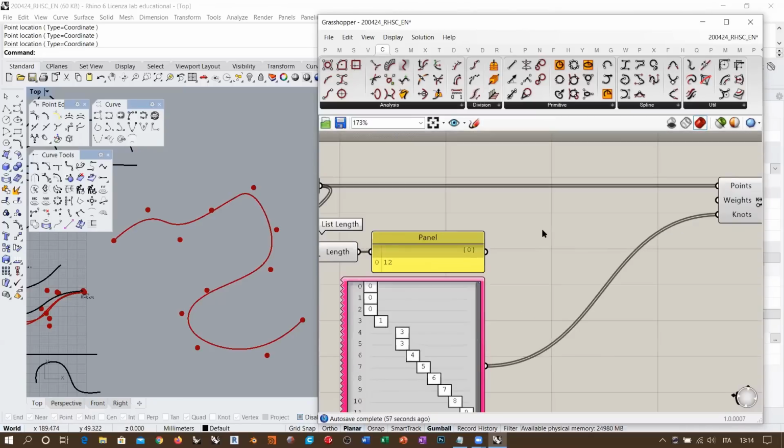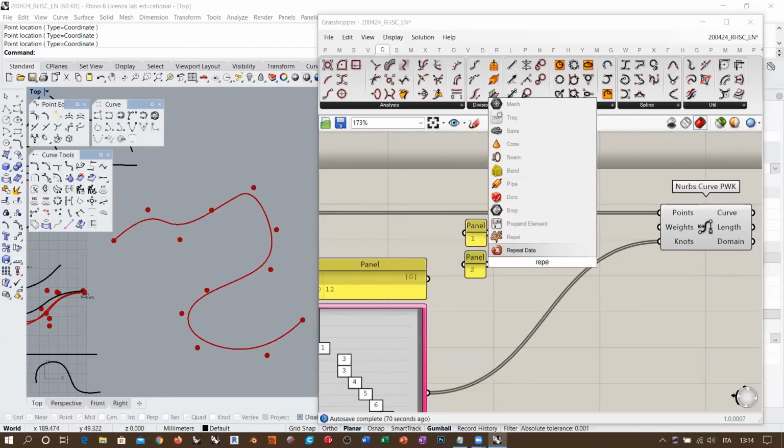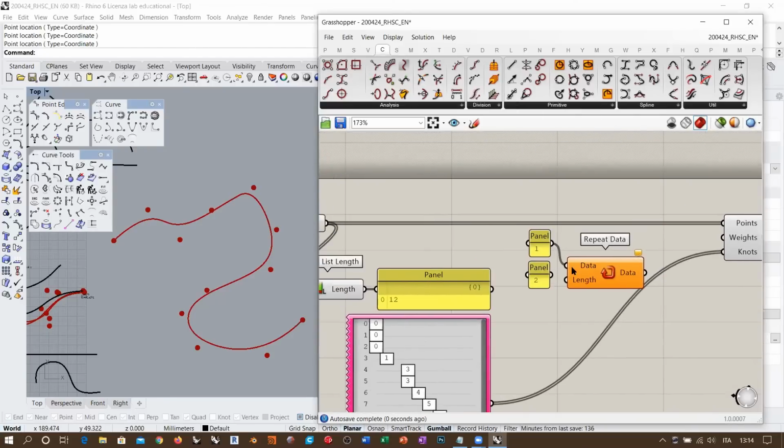So if I take, for example, I want to create a standard weight like 1, and then I want a different weight like 2, for example. And then I'm going to repeat this value here.